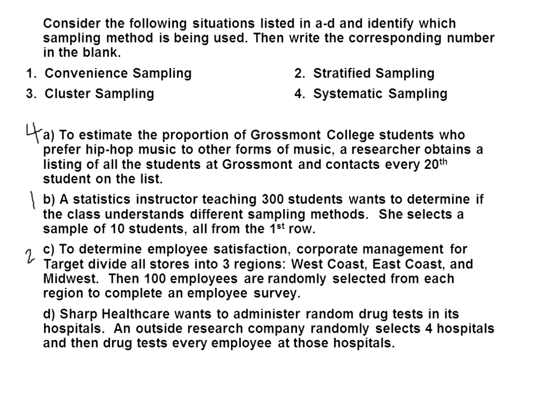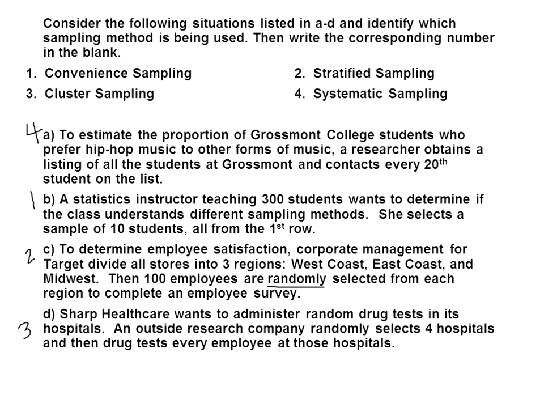To determine employee satisfaction, corporate management for Target divides all stores into 3 regions: the West Coast, the East Coast, and the Midwest. Then 100 employees are randomly selected from each region. Okay, so here's the key. It says randomly selected. Had that been cluster sampling, you would have taken all of the individuals in that group, right? But it says randomly, so good. That would be 2. And I guess it leaves us with the last one, and that one must be 3.